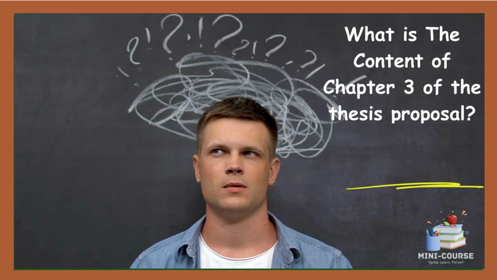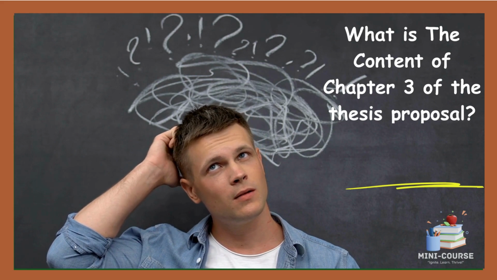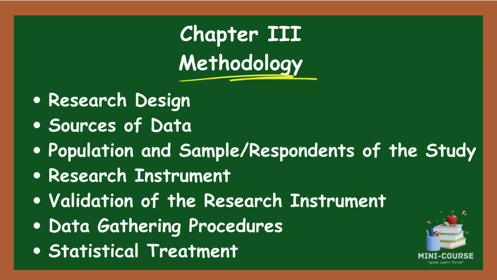So what is the content of Chapter 3? Chapter 3 of the thesis proposal consists of the following parts. Research design, sources of data, population and sample or respondents of the study, research instrument, validation of the research instrument, data gathering procedures, statistical treatment.